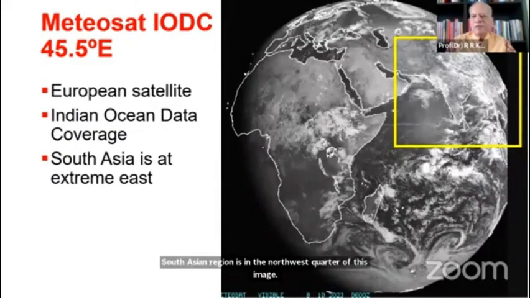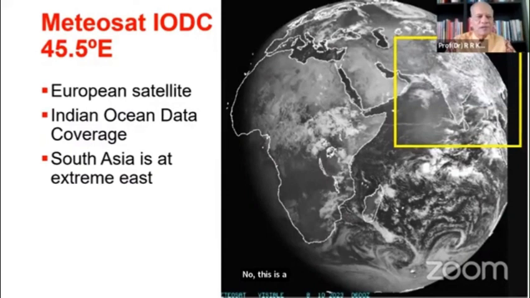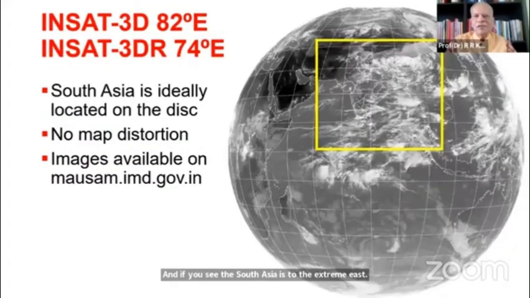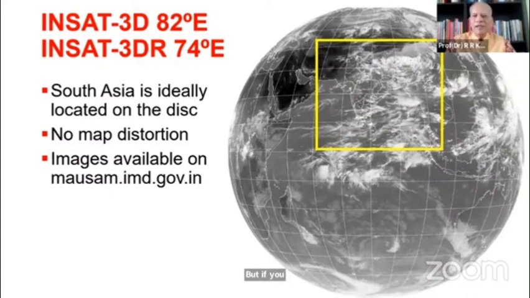There is a Meteosat, which is a European satellite. It's called IODC, Indian Ocean Data Coverage. If you see this, South Asia is to the extreme east. But if you see INSAT, the International Satellite System, third generation, South Asia is ideally located in the center of the disk.